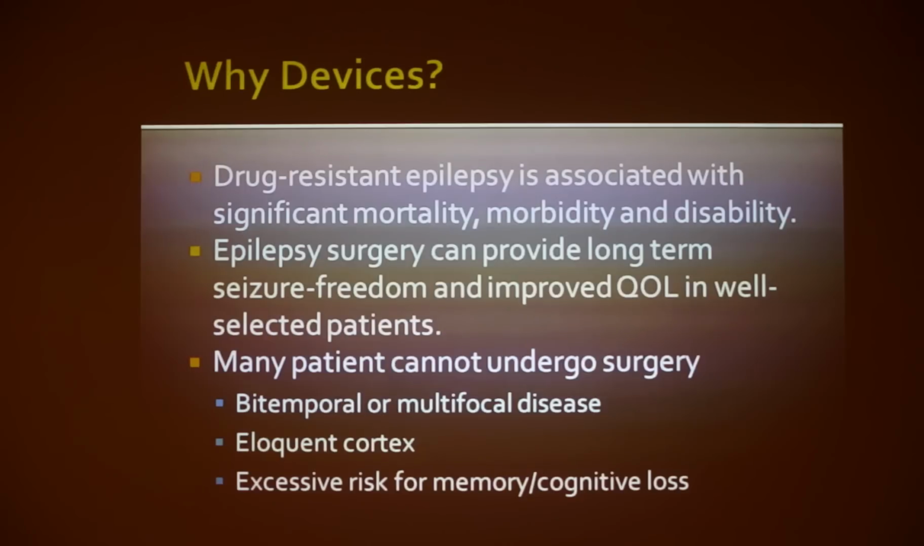Why? They may have seizures that arise from either bilateral temporal lobes. That's a very common phenomenon in adult patients with temporal lobe epilepsy, or multifocal disease. Seizures may be arising from eloquent cortex, which will introduce a focal and intolerable neurological deficit if we were to remove it. Or there may be an excessive risk for memory or cognitive loss.